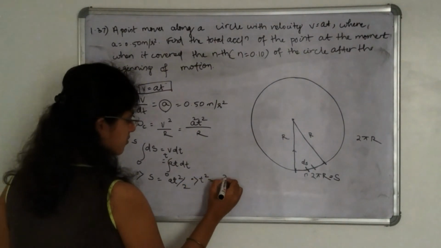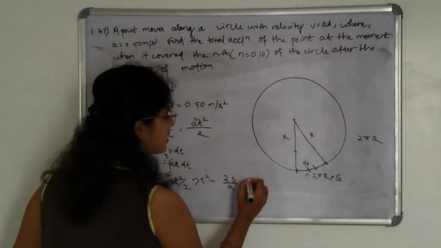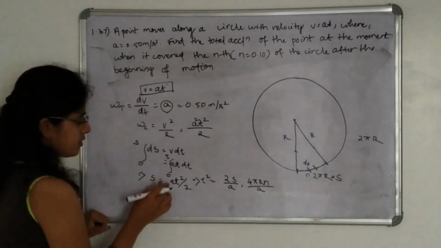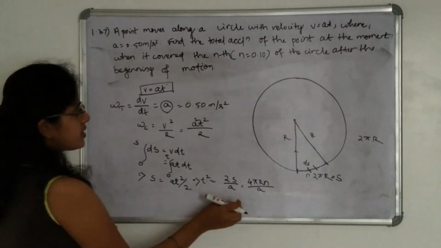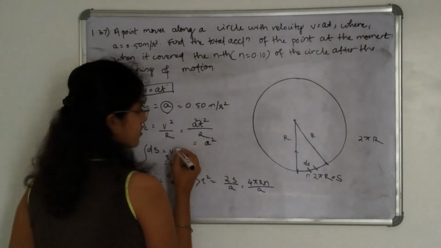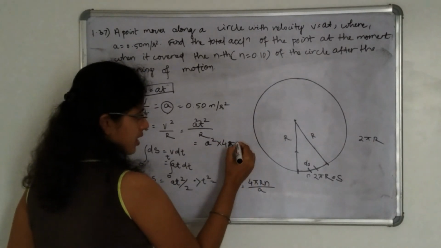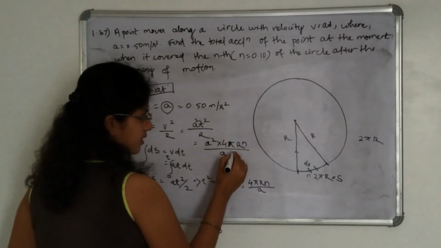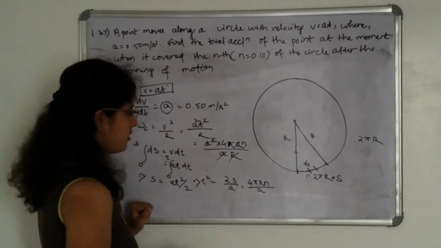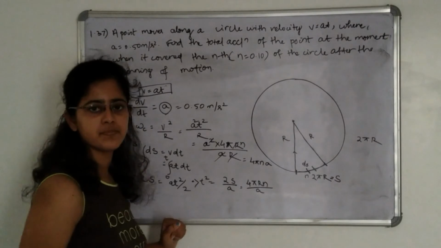So t square is equal to how much? 2s divided by a. S is how much? n into 2 pi r. That means 4 pi r n divided by a. We get t square as this much. Simply put this t square in this position. What do we get? a square into t square is this much, 4 pi r n divided by a, into r cancels out, a cancels out. So what we get from this? 4 pi n a simply.